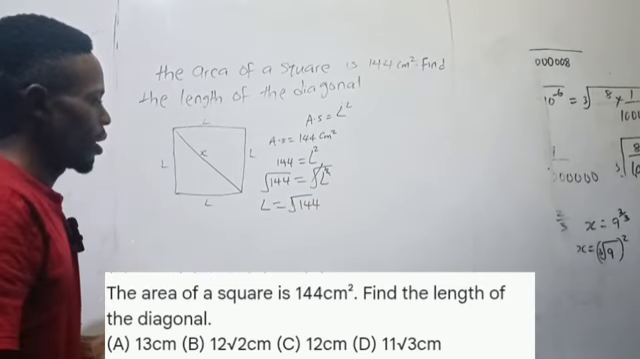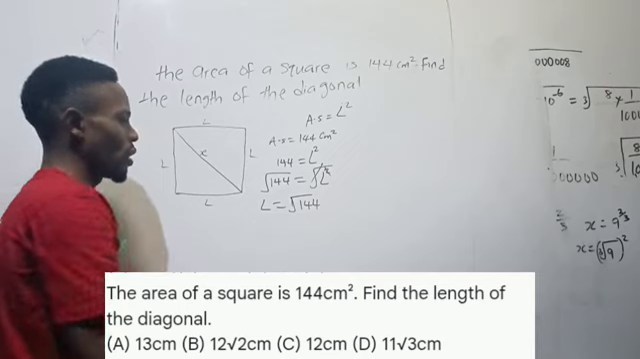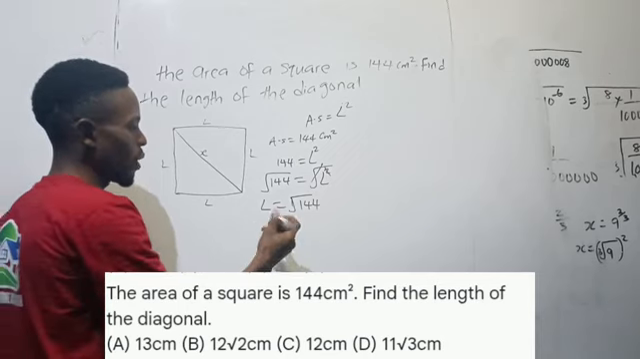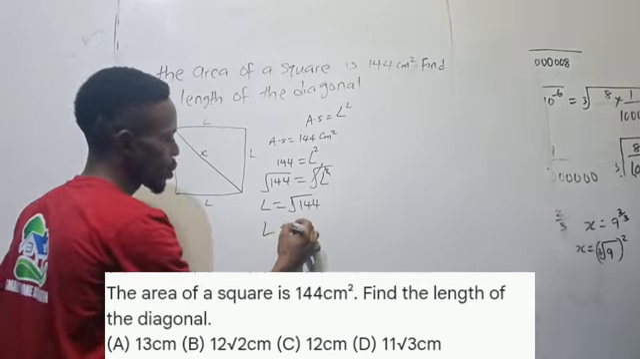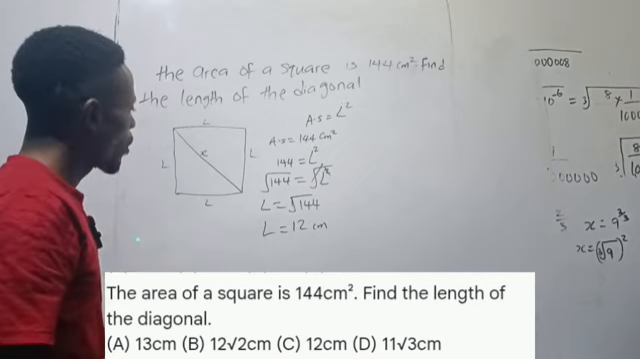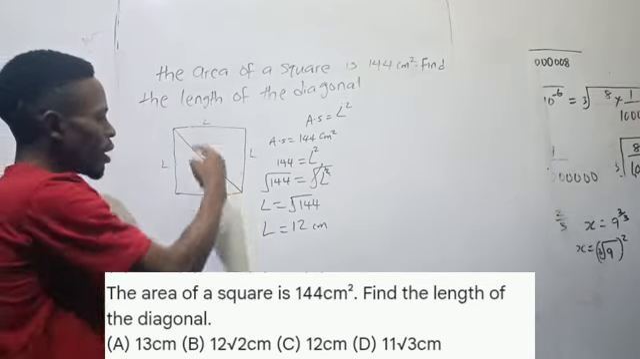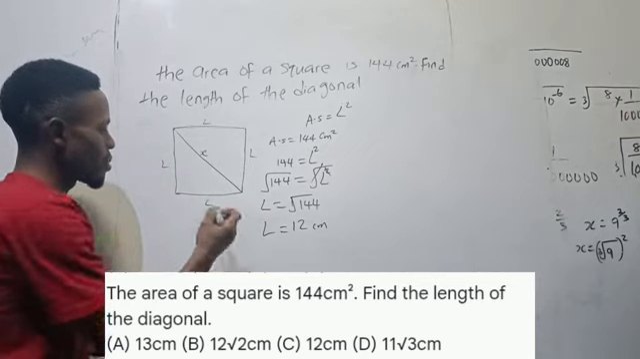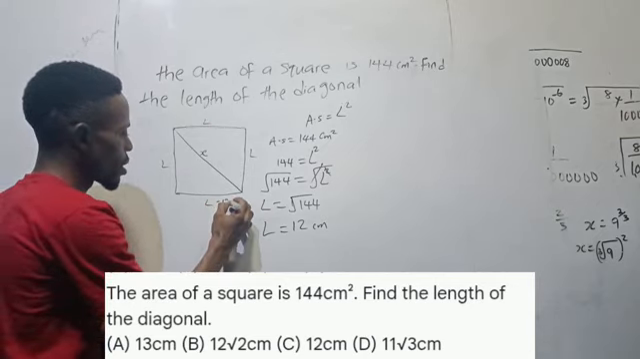Now in this aspect, you find the root of 144. So the root of 144 is equal to what? 12. L is equal to what? 12 centimeter. So it means that the length of this square is 12 centimeter. So this length is equal to 12 centimeter.